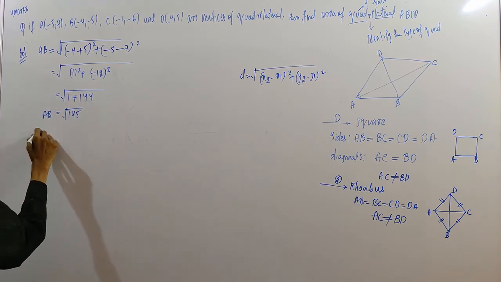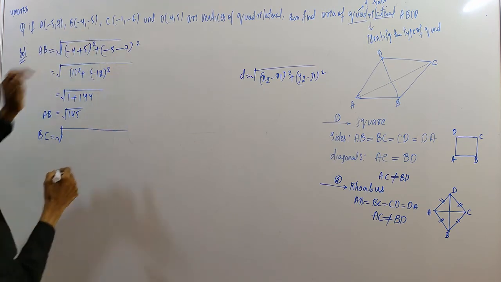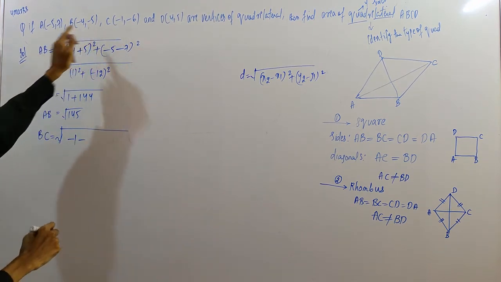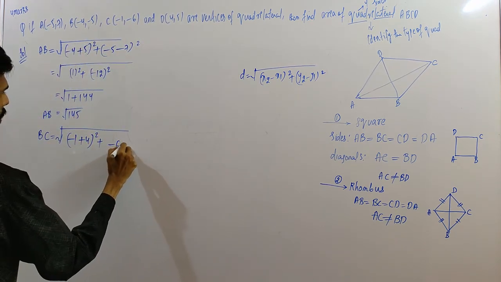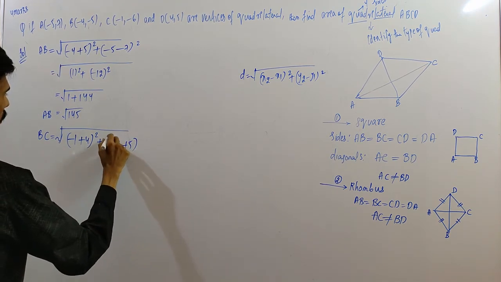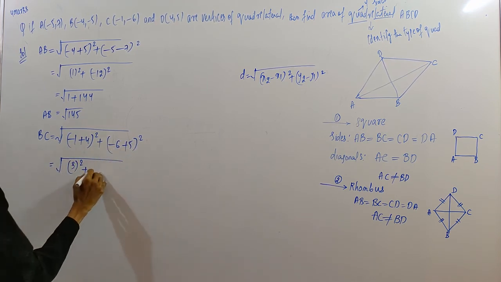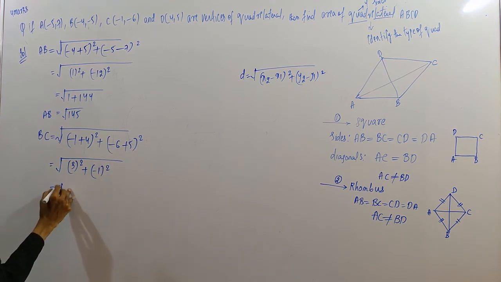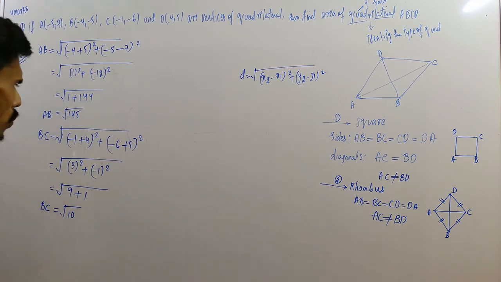Let us get BC value. Distance BC, square root, minus of minus 1 minus 4, so it will become plus 4 square, plus 6 minus 6 minus 5, so it will become plus 5 whole square. We have 4 minus 1, we have 3 square. Here we have 6 minus 5, we have minus 1 square. We have 3 square, we have 9 plus 1, we have 10, root 10. BC value as root 10. These two are not equal, means this is not square, this is not rhombus.